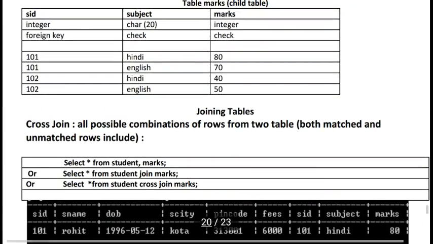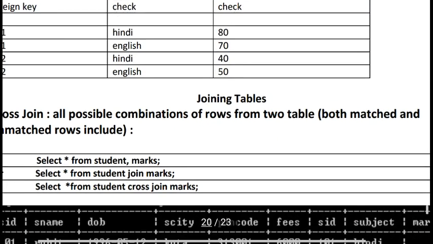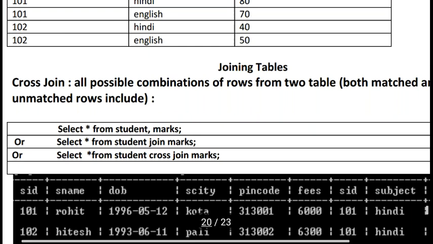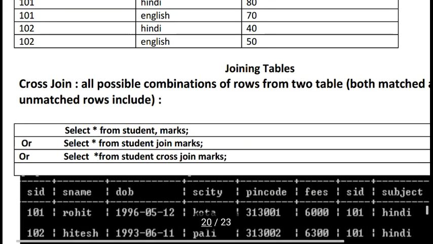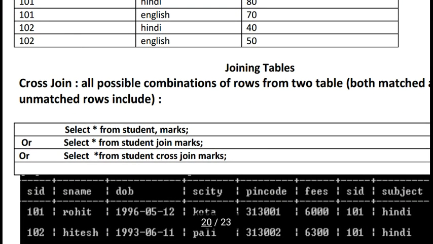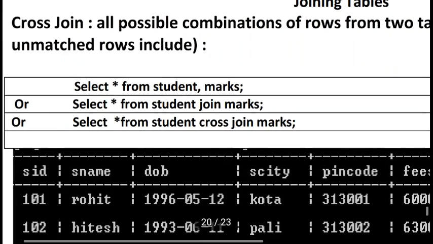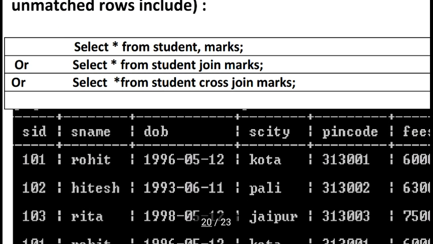Here there are several joining types, but the simplest is cross join. It gives all the possible combinations of rows from two tables, both matching and unmatched rows included. The simple way is select star from student comma marks, or we can also write select star from student join marks, or select star from student cross join marks.